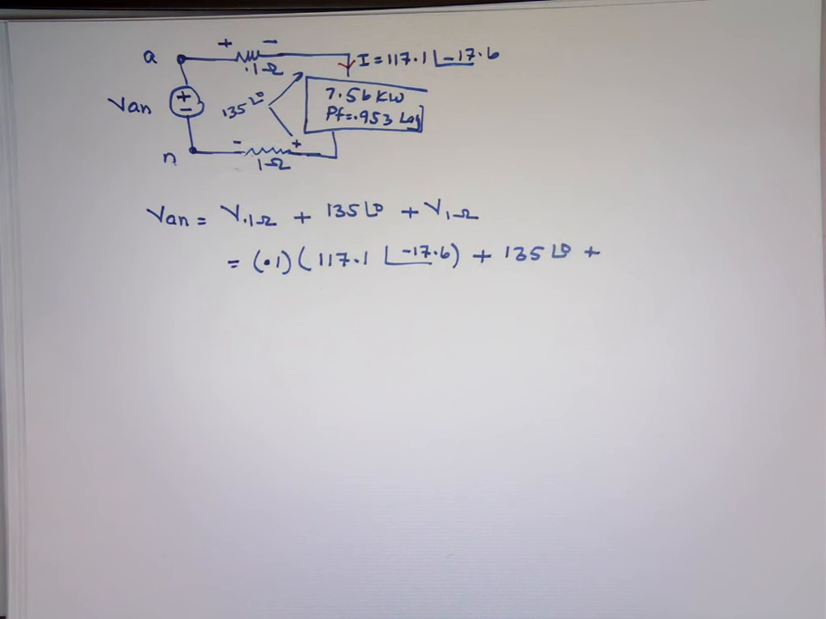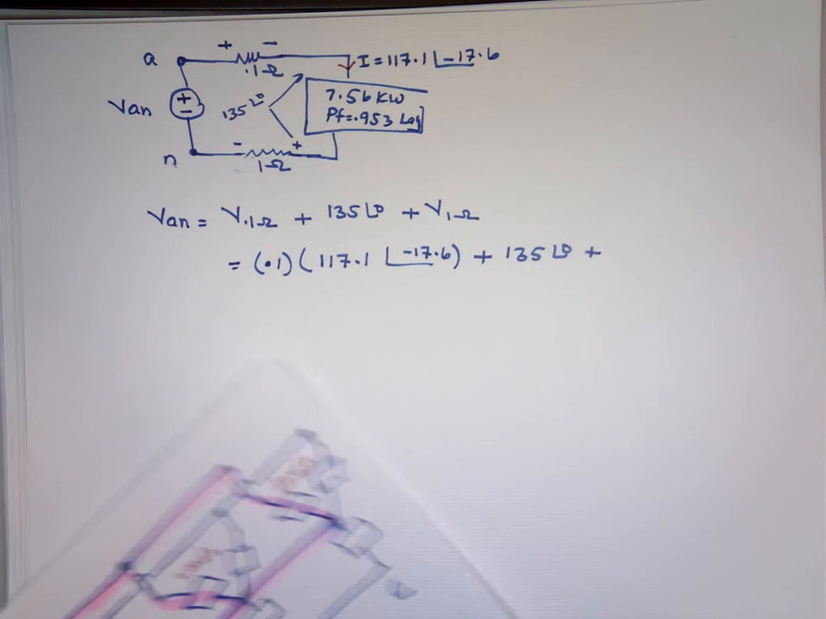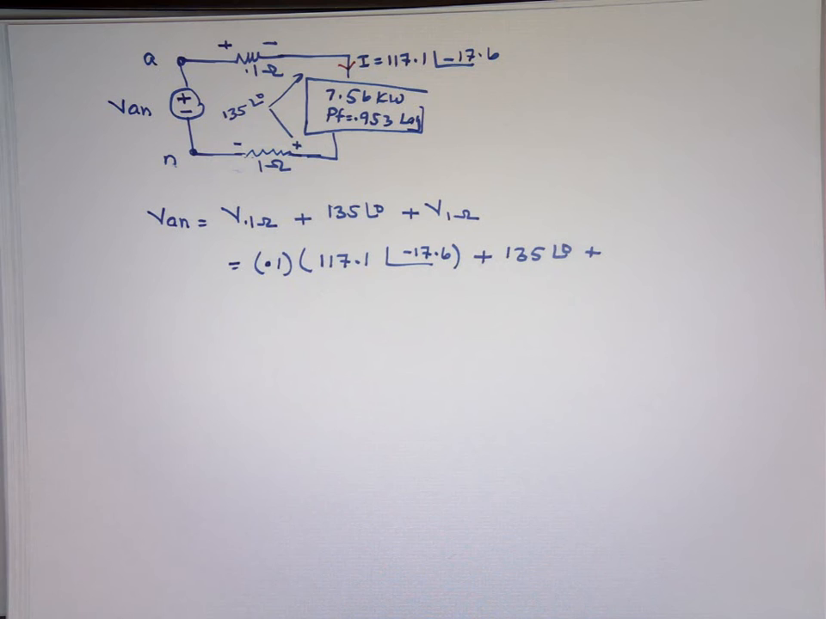Because the book says, can you find VAN? I think one of the questions is, what is VAN? Do they ask for that? The phase voltage of the source. Yep, they ask for it. What's that number? What is the current going through that node there?